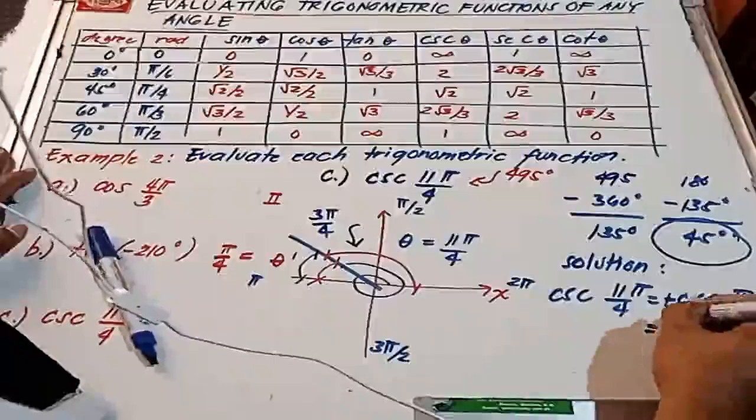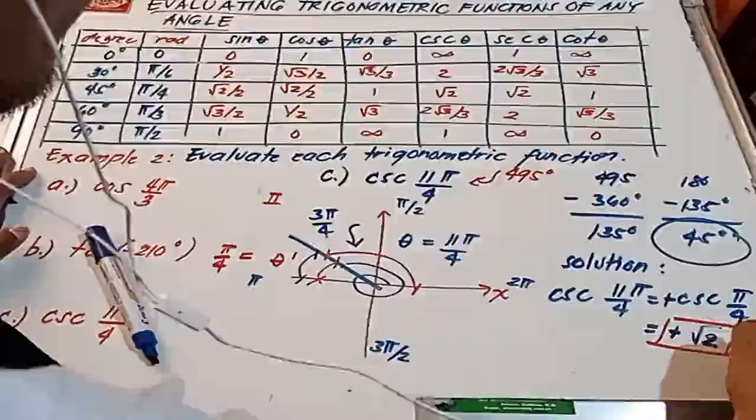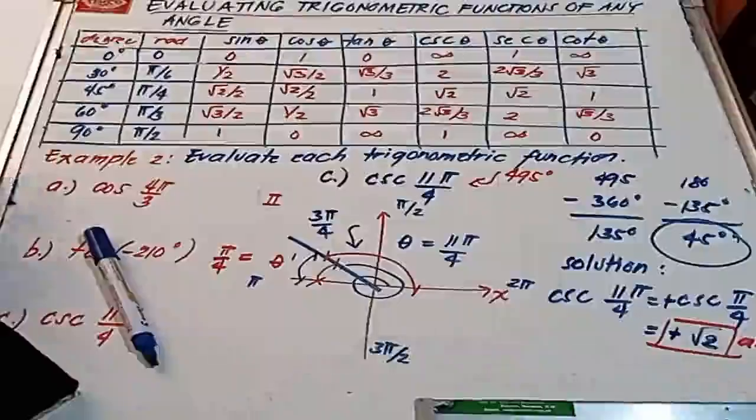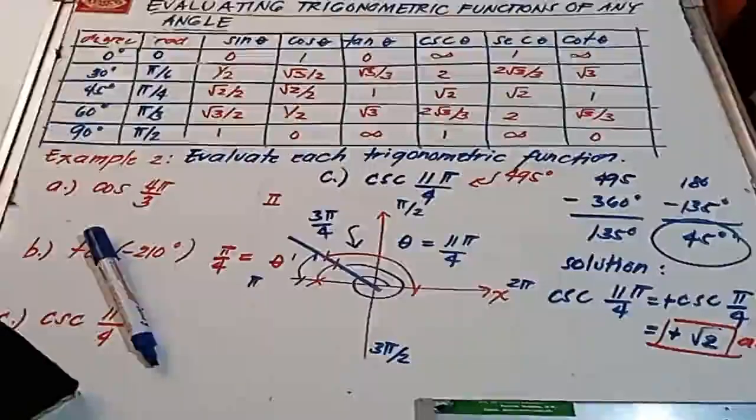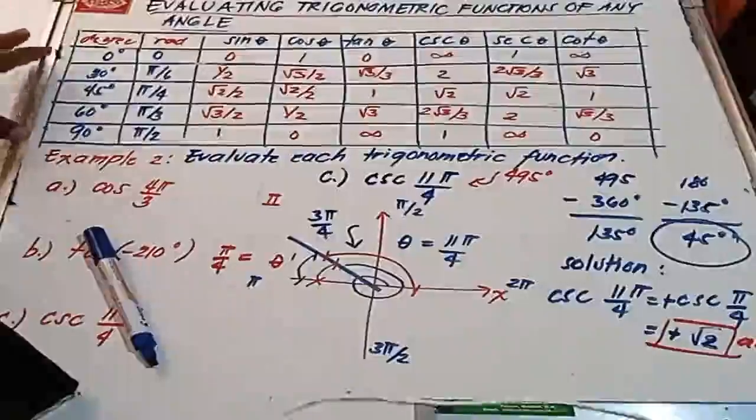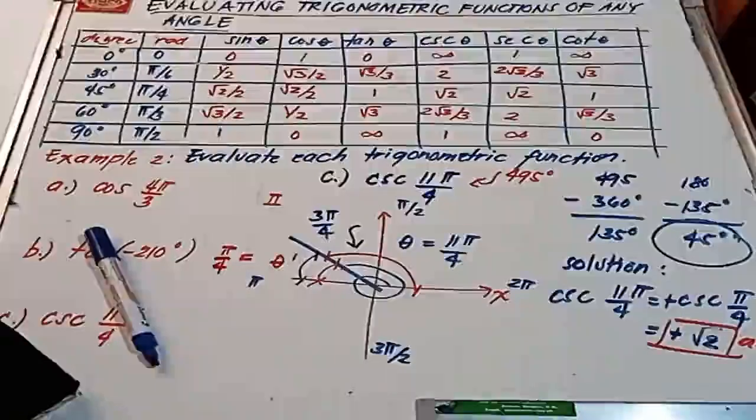So, that is our answer dun sa ating third example in evaluating trigonometric functions of any angle using signs of the 6 trigonometric functions and values of these special angles. So, that will be the end in this topic. So, thank you.